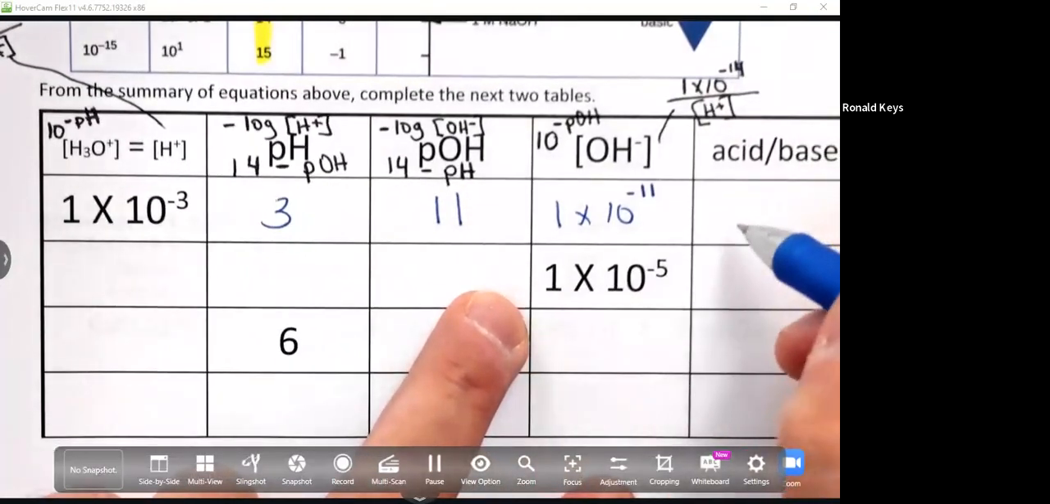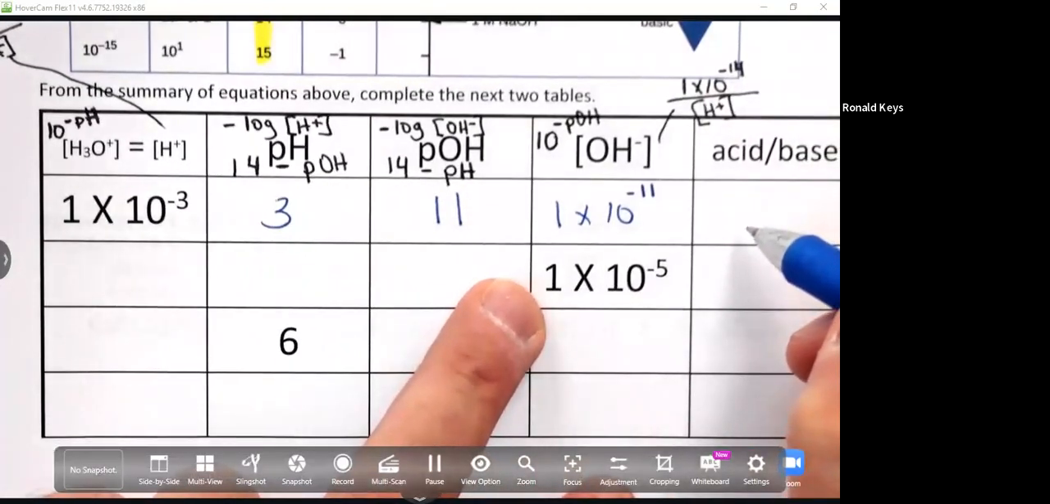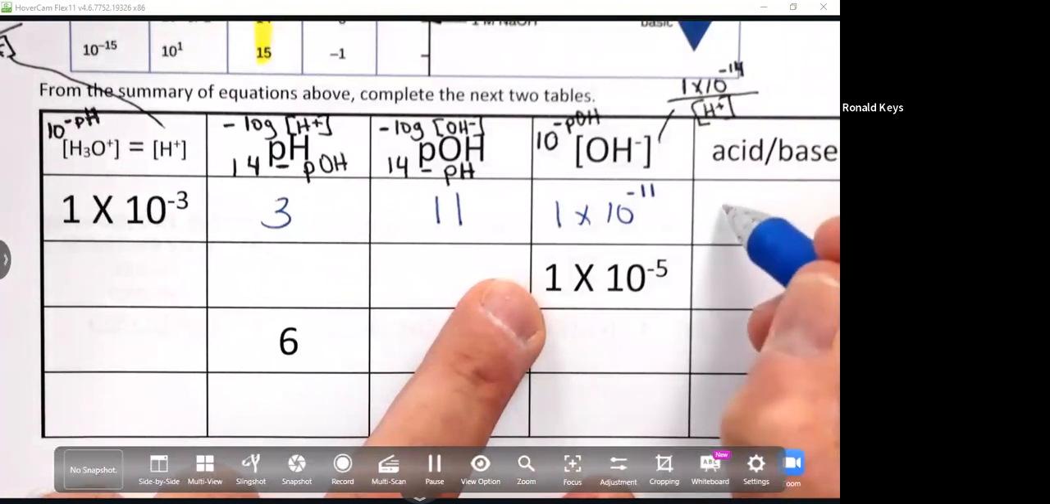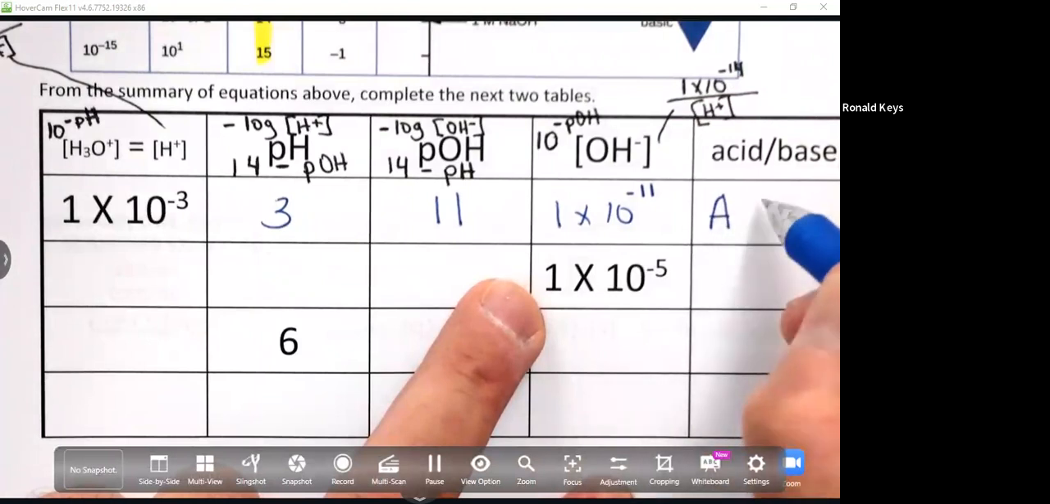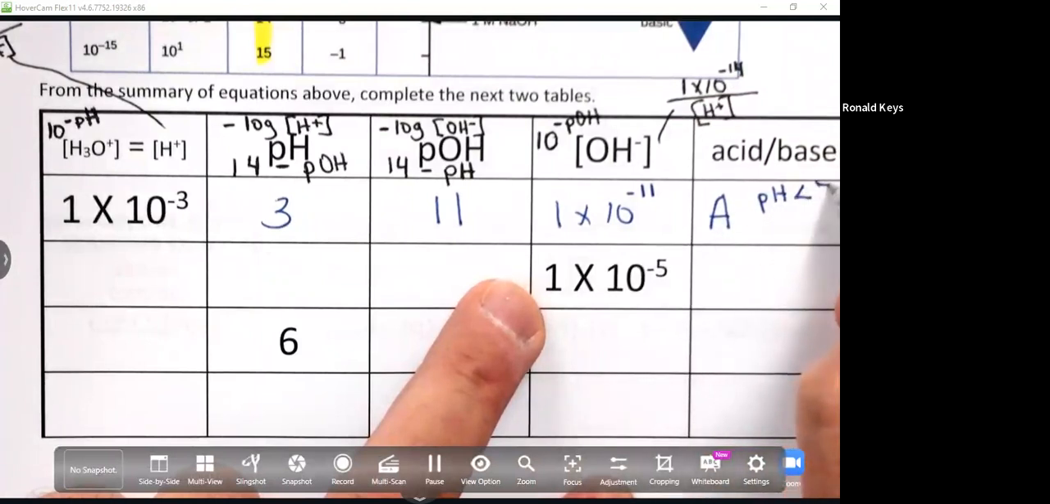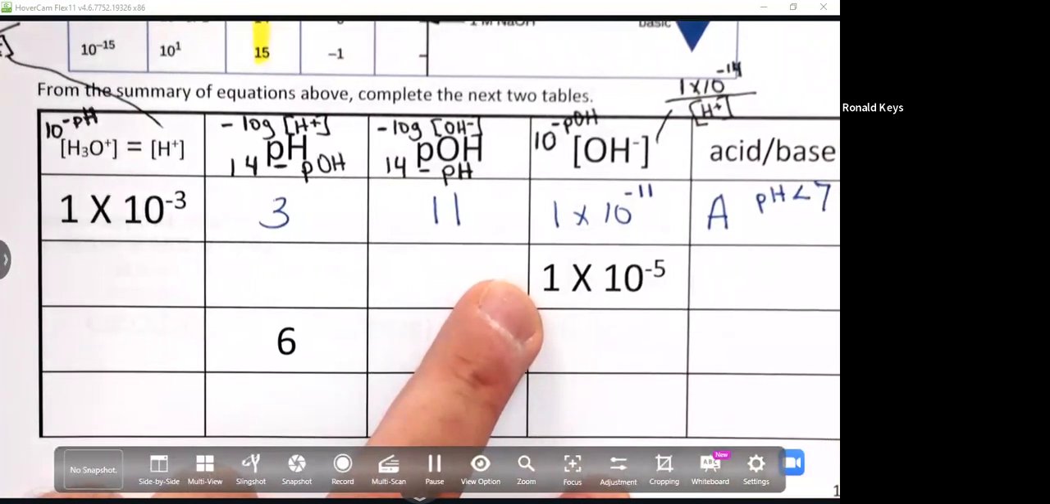Is this an acid or a base solution? This is an acid because my pH is less than 7.